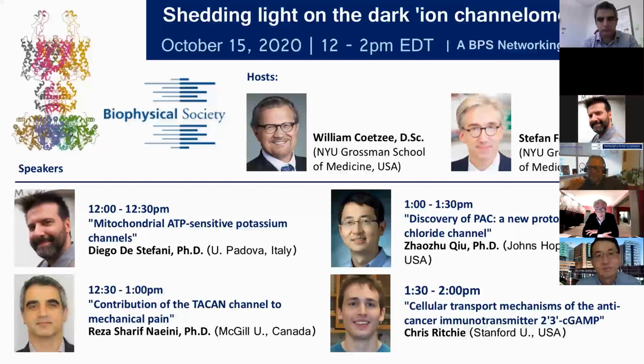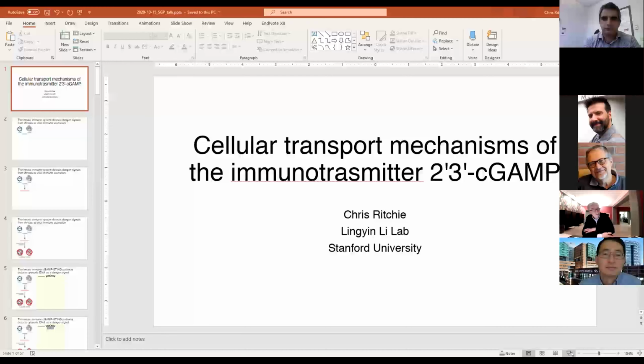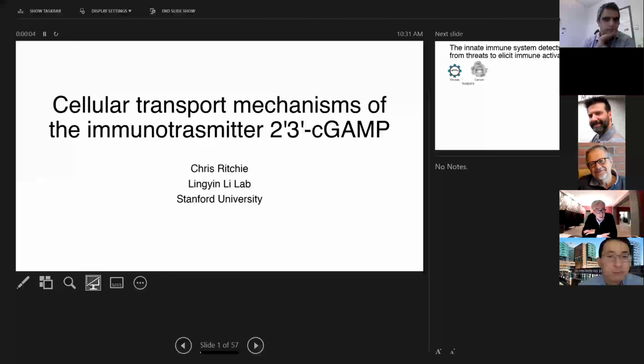This will be a very smooth transition to our last speaker, who is a trainee, Chris Ritchie from Stanford University, where he is a graduate student in the lab of Lingjun Li. I think he will tell us about a story related to the channel that you discovered with Adam Putaputian, the LRRC8 A to E channel family. This is interesting because it was published this year that these channels play a role in the transport of the immune modulator cGAMP in macrophages.